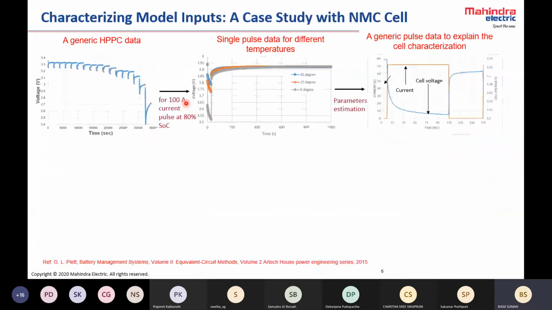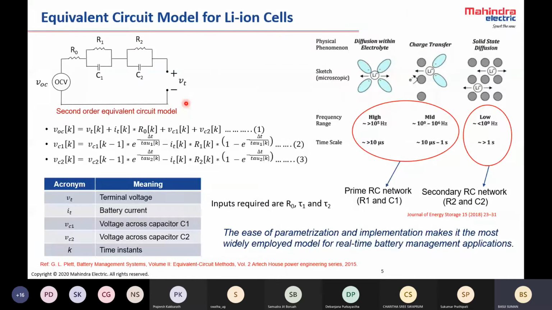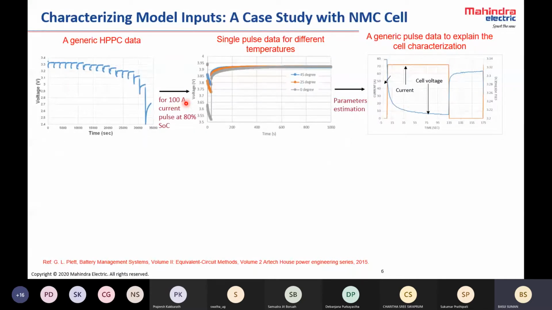Now how do we find out these RC parameters? These are some of the standard tests. This is called HPPC. HPPC stands for hybrid pulse power characterization. What we do is we give a pulse like this, and after that we let it relax. Relax means once we take the load out, voltage jumps up and then it relaxes. But as you can see, at different temperatures, the same cell will behave differently.